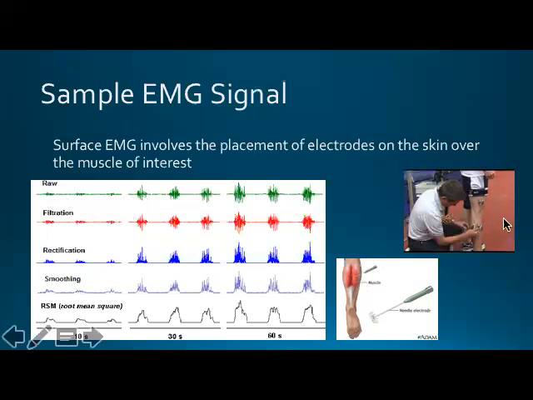Wireless sensors, and even some wired sensor systems, allow for more movement and flexibility. We're going to use a pseudo wireless system for our lab. But so here we have our raw signal. In terms of a surface EMG, we're going to use what's called a bipolar arrangement. So for every signal you see here, that's picked up by two different sensors.